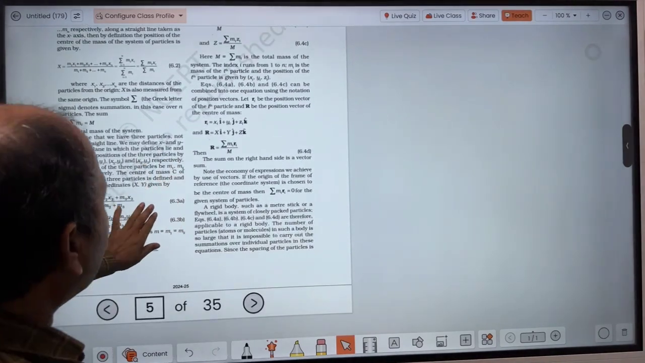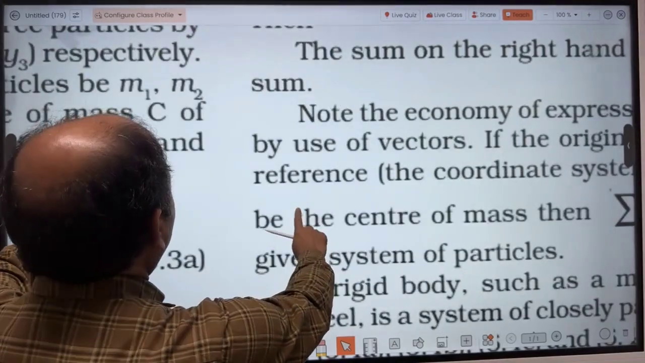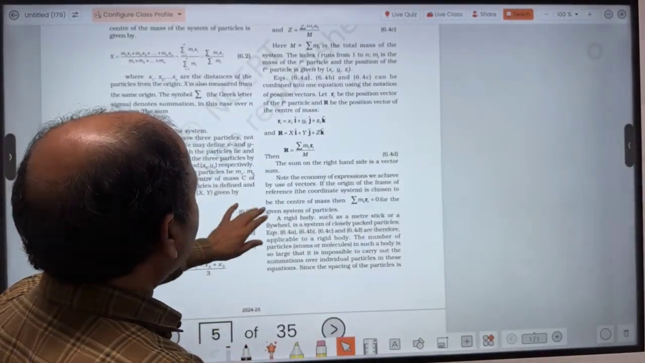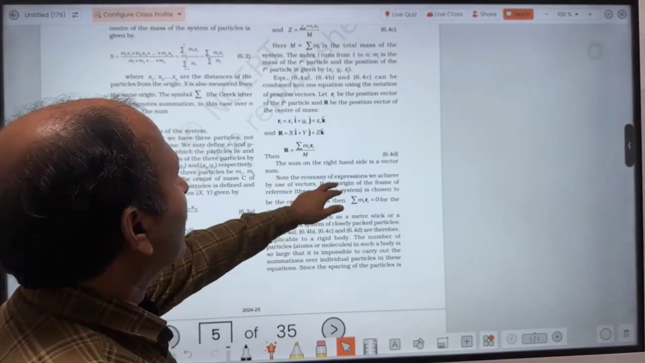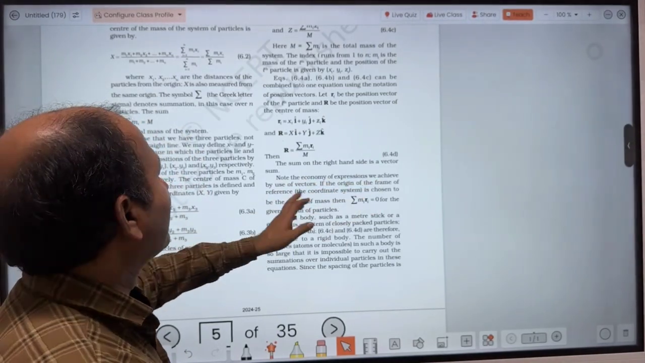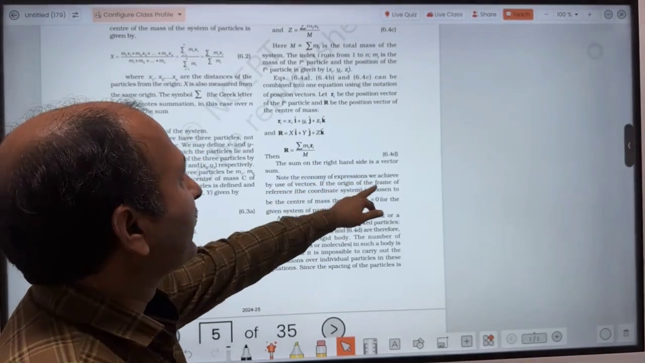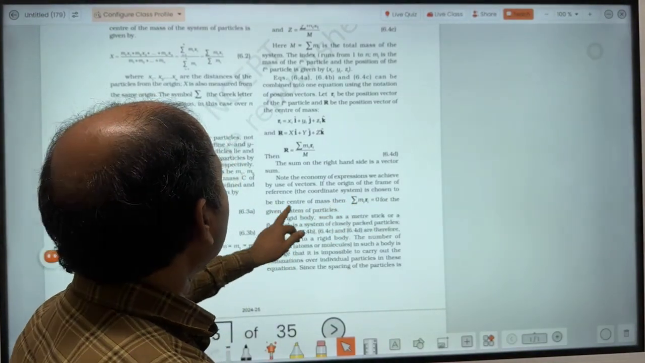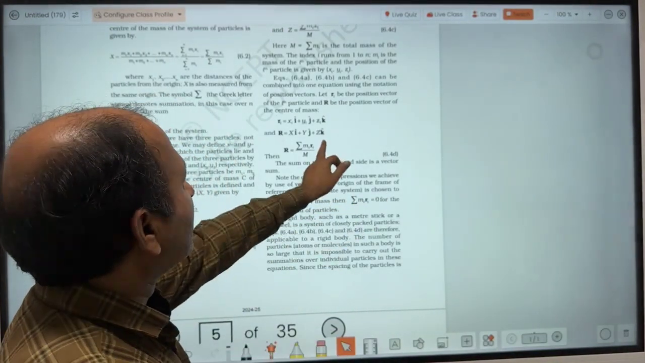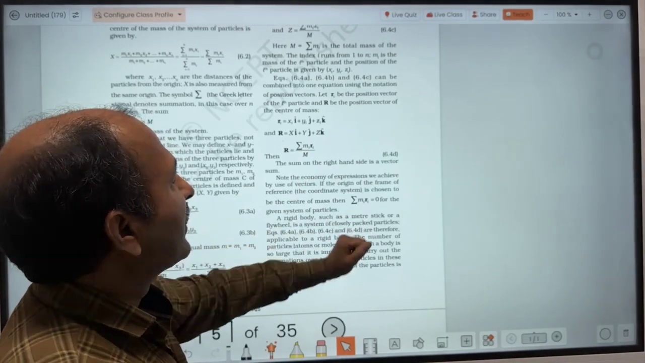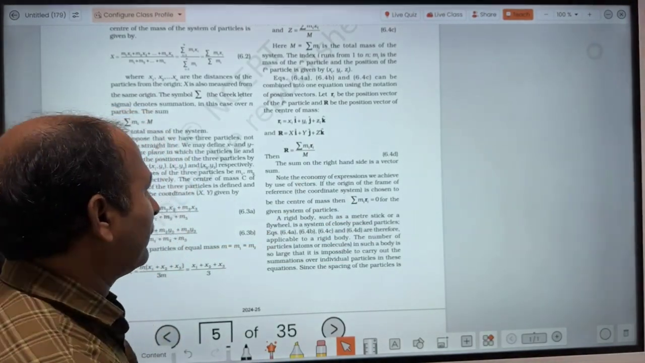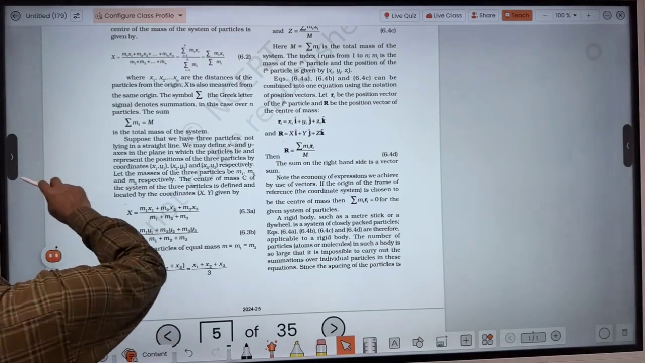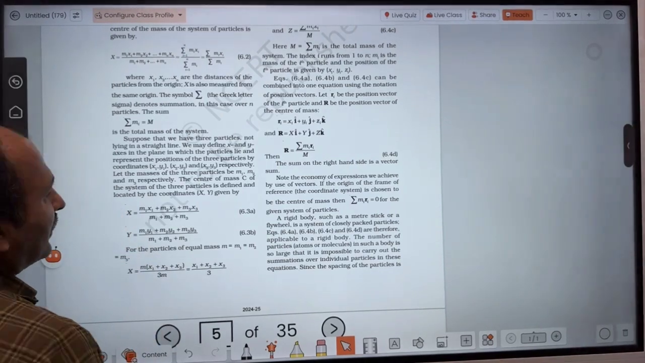Here there is one important point. Note the economy of expressions we achieve by use of vectors if the origin of the frame of reference, the coordinate system, is chosen to be the center of mass. Then this thing, sigma mi ri, will become 0. So this point you have to keep in mind. Later on we will do some questions based on it.